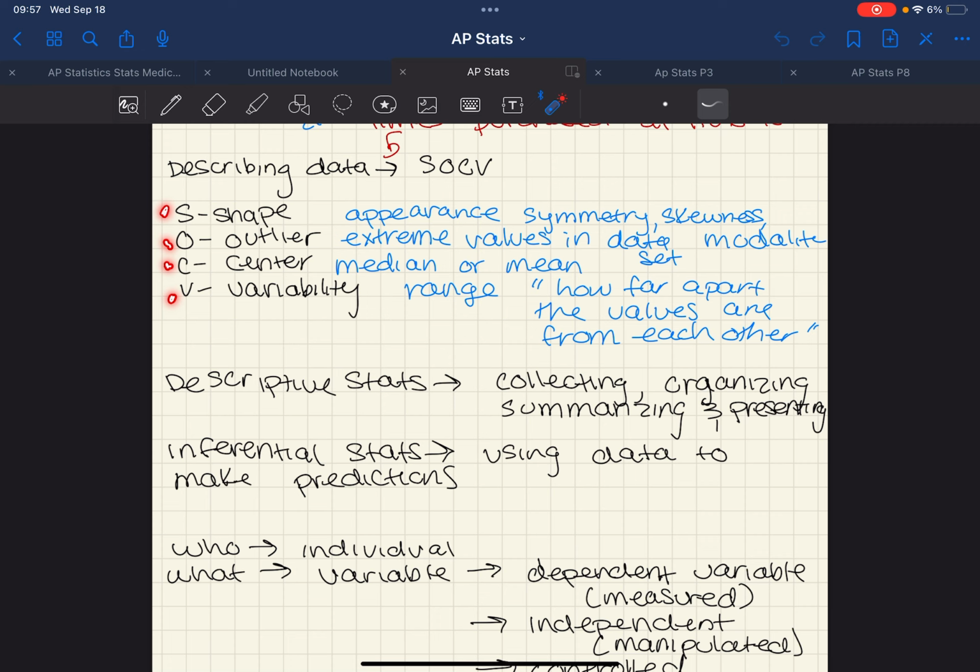So you should have at least 4 sentences describing that data, and within those sentences, you are describing the shape, the outlier, the center, the variability, and then within all of that, you're including your context, so what the problem is about.